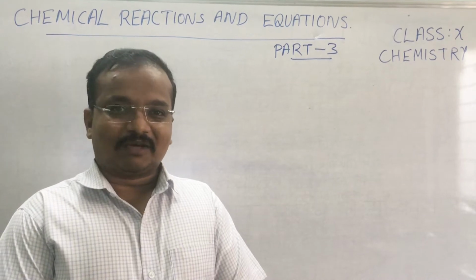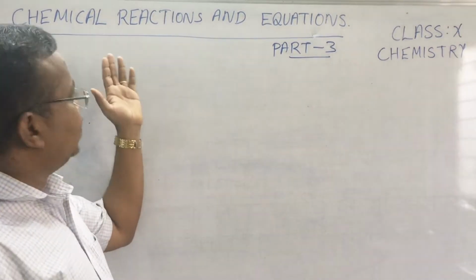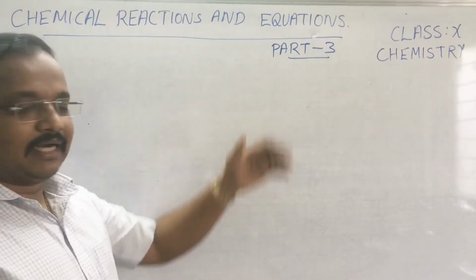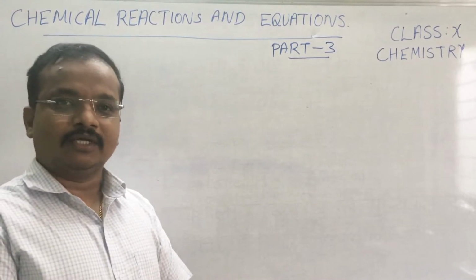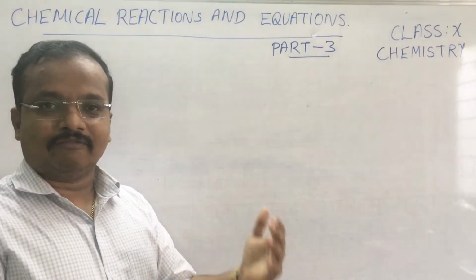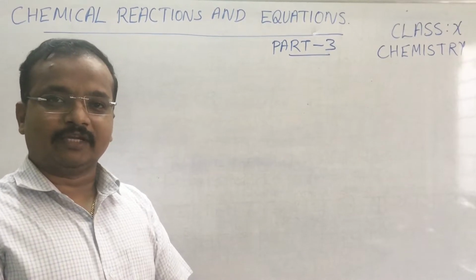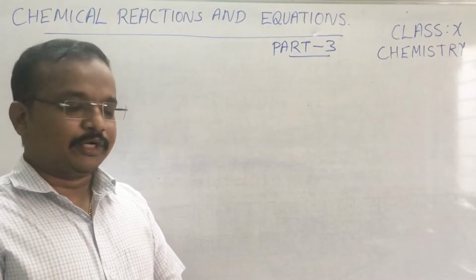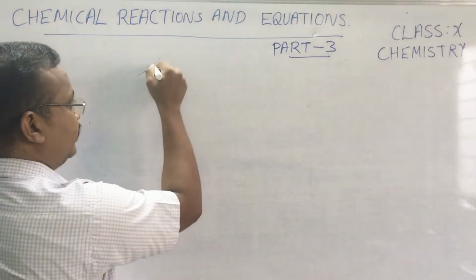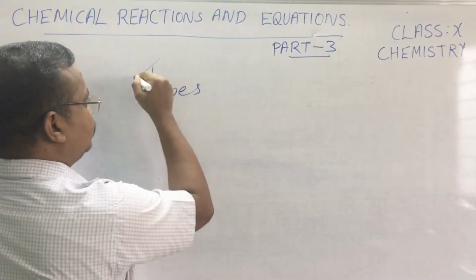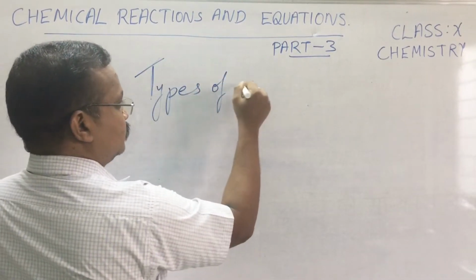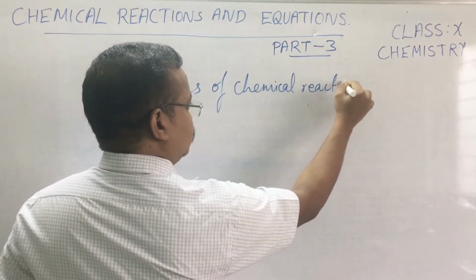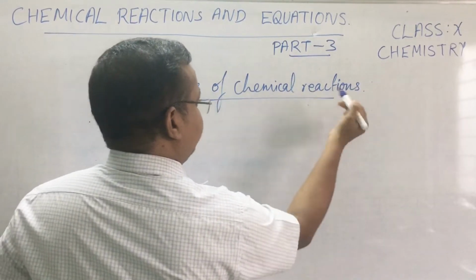Hello students, welcome back to our chemistry classes where we were discussing chemical reactions and chemical equations. This is our part 3. We have already discussed in two modules chemical reactions and equations, what is the importance of writing a chemical equation. Then we also discussed how to balance a chemical equation. Today in this module we will be discussing different types of chemical reactions.